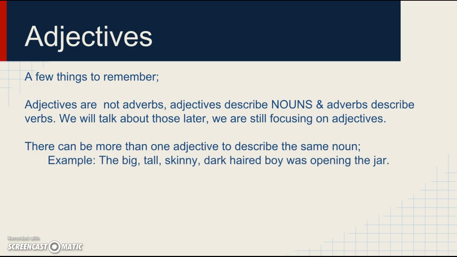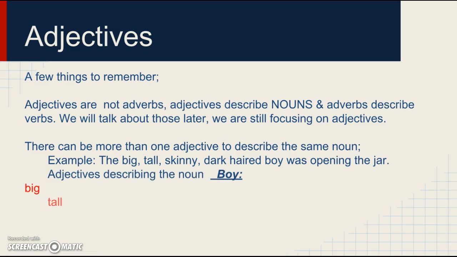So for example, the big, tall, skinny, dark-haired boy was opening the jar. The nouns here are boy and jar. Well, what kind of boy? Dark-haired. What kind of boy? Skinny. What kind of boy? Tall. What kind of boy? Big. All those are adjectives that describe boy. Jar, well, nothing's really describing jar except the word the. Was opening is our verb, so that has nothing to do with it. Talking about jar and boy, nothing describes jar. Boy has a few.